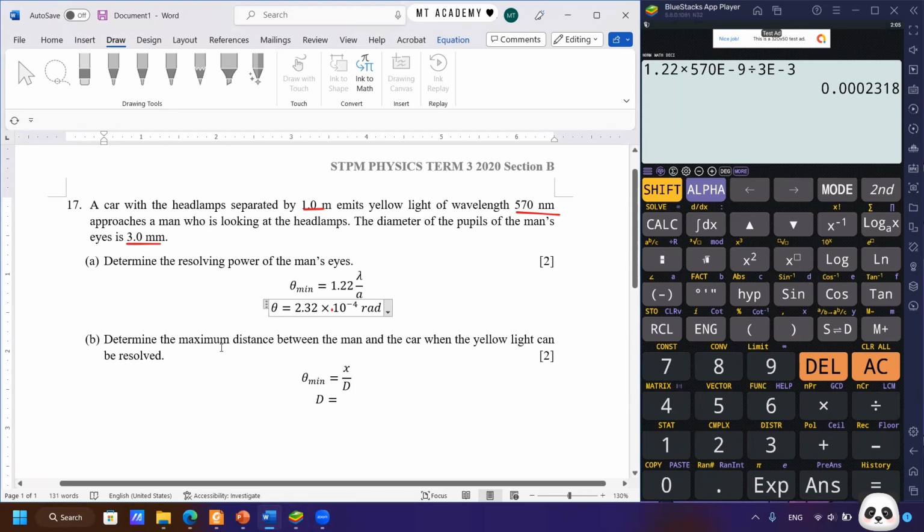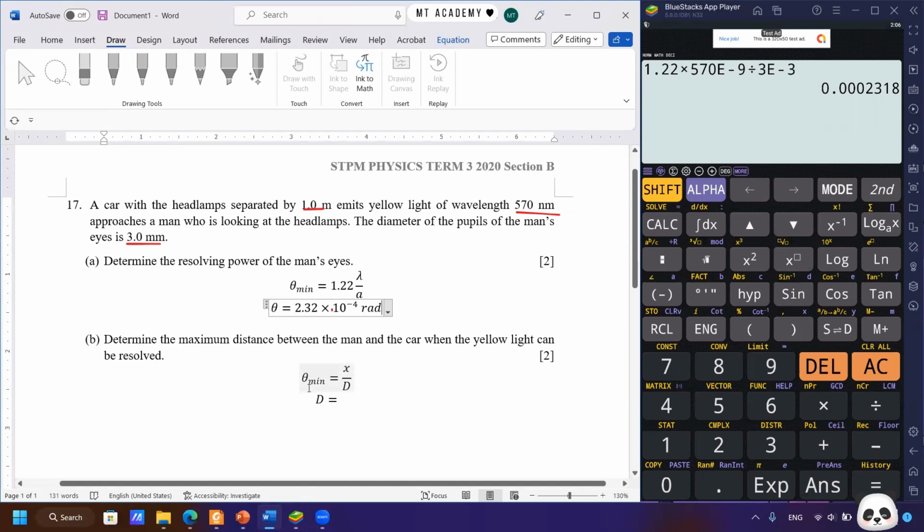The second question is about the maximum distance between the man and the car when the yellow light can be resolved. The formula here is provided by the Rayleigh criterion, where we need a minimum of 2.32 times 10 to the -4 radian so that the light can be resolved. If the angle is at its minimum, then from the formula, the distance D would be the maximum value.